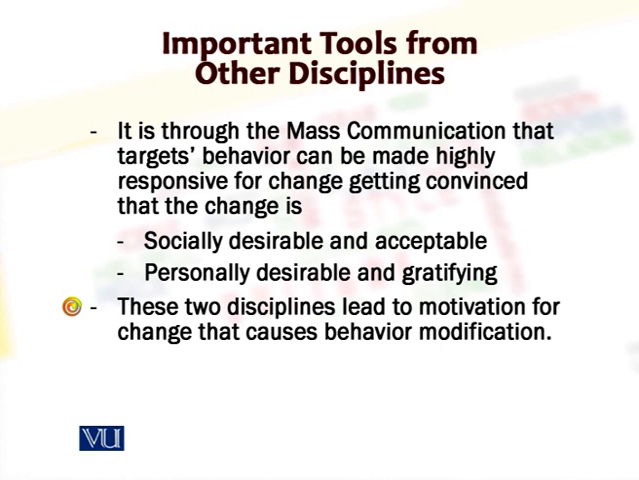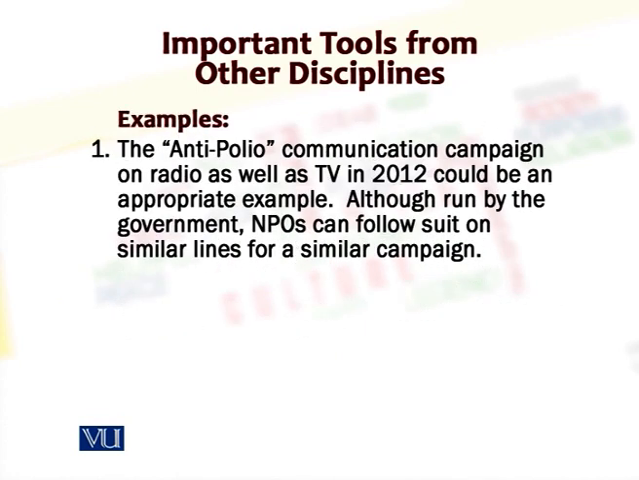And that is what these two disciplines do to social marketing. Let me give you an example of a successful program which was kicked off by the government in most likelihood back in 2012 on how to prevent polio. It is not a question of putting a few drops in the mouth of a baby. It is a question of a complete and clear understanding on part of the population at large of how important it is to prevent polio from happening. Look at the consequences of the disease in the life of those who are inflicted by it.